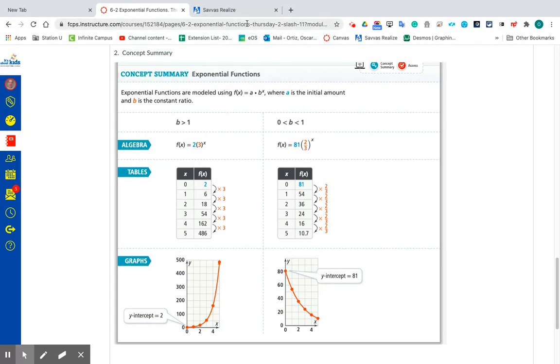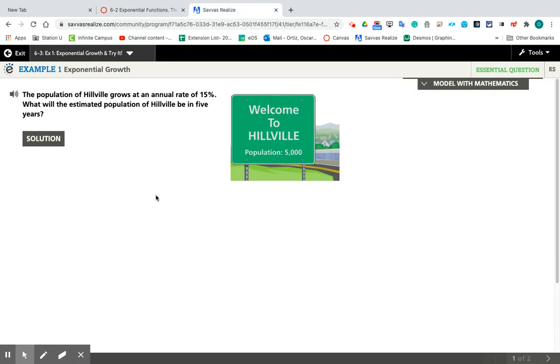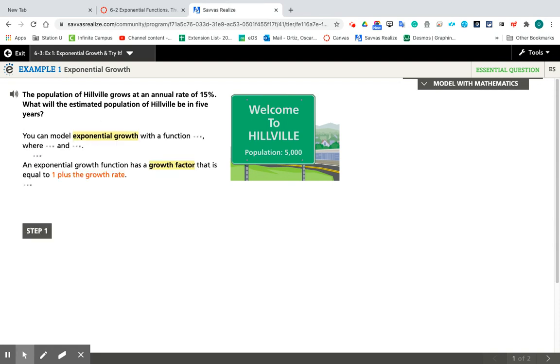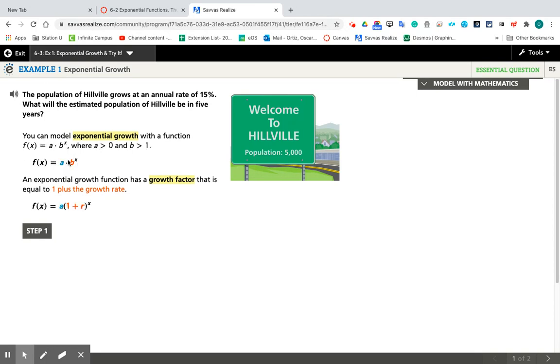So let's keep that in mind, and let's get now here to this example. It says the population of a city grows at an annual rate of 15%. What will the estimated population of that city be in 5 years? So it's going up, it's increasing. Grows is a word for increasing. So we can model this with an exponential function, but of course that number b will have to be greater than 1 because that's what it says here, it grows.